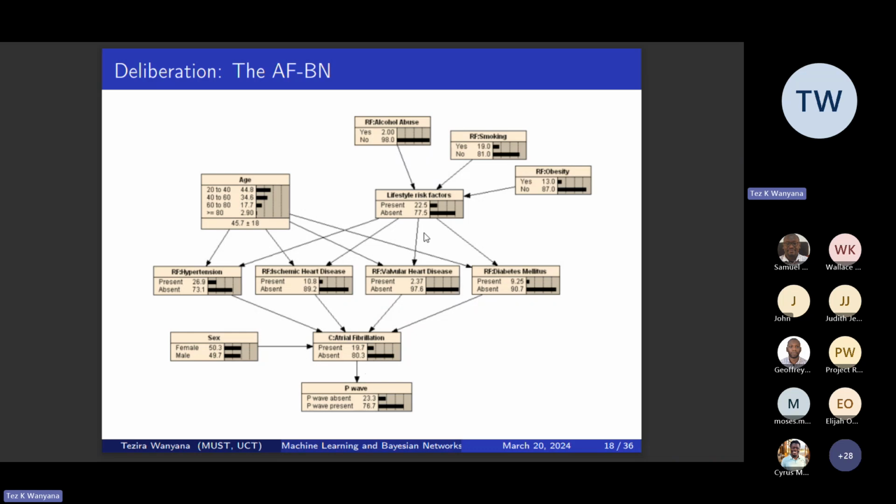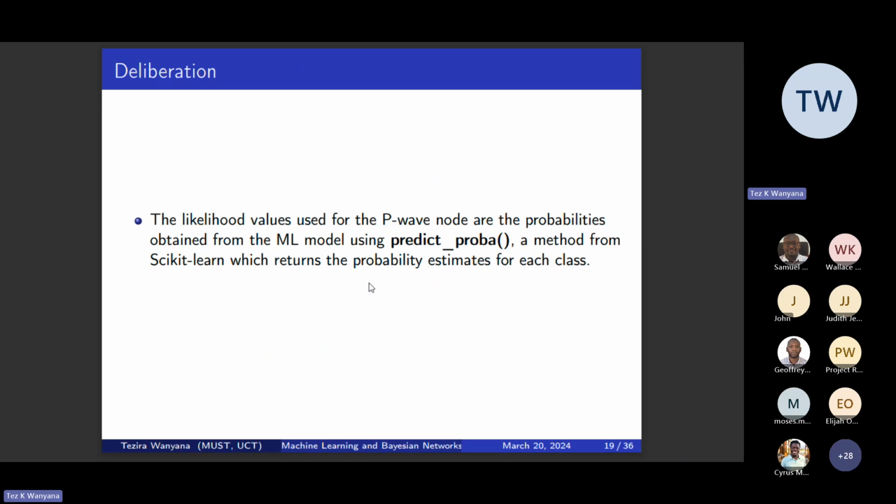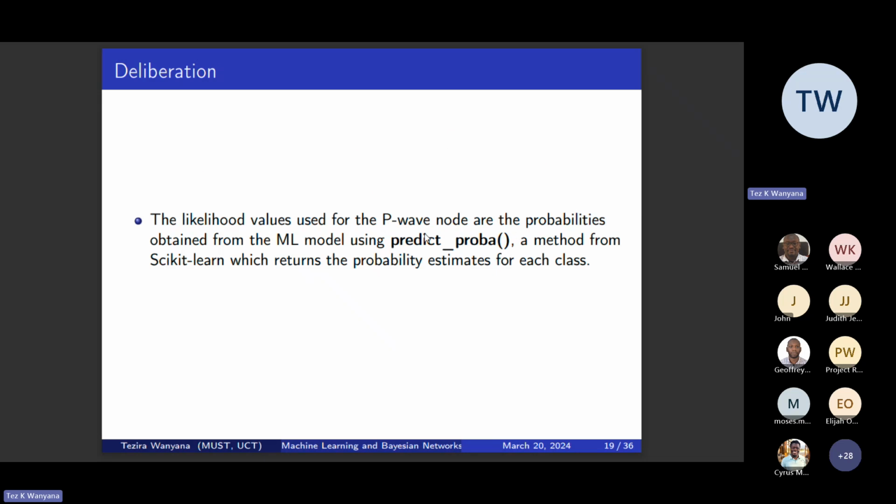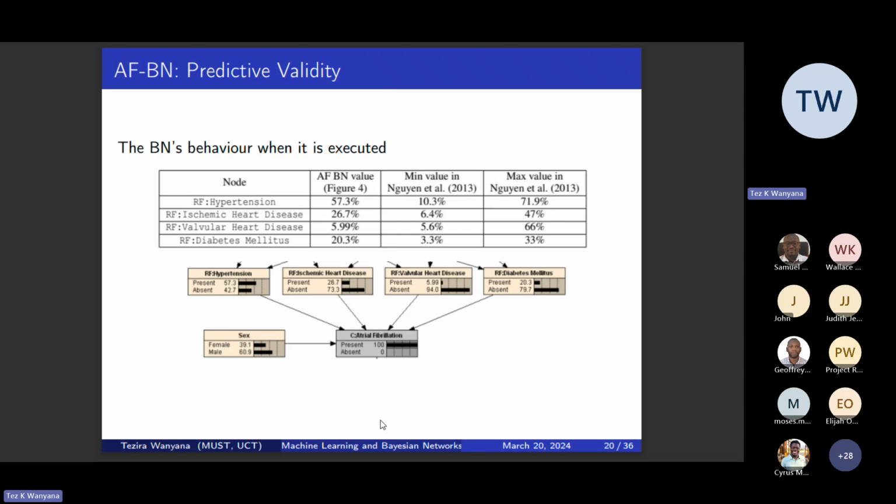So this is what the network looks like, and this is what is in the agent's head. It's what is used for deliberation, just to explain what is happening. Maybe something else I need to say is that the likelihood values for this node are probability estimates obtained from the machine learning using this method. From what you've seen in the architecture of the agent, most of what is happening in the agent is done using a Bayesian network.